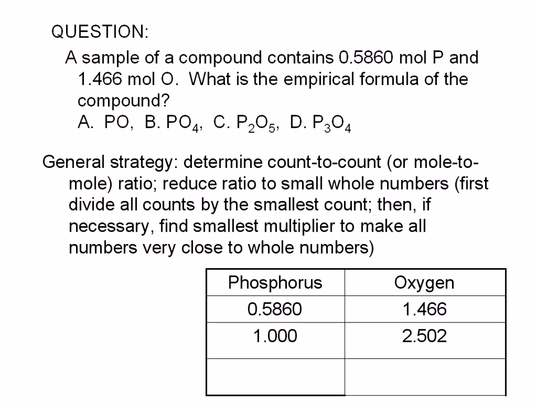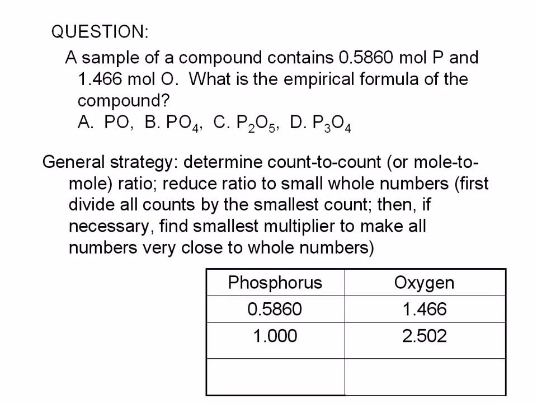Dividing 0.5860 by 0.5860 gives us 1.000. And dividing 1.466 by 0.5860 gives us 2.502. Note that we're keeping 4 significant figures in the result because our original numbers have 4 significant figures. So we can see here that 2.502 is almost halfway between two whole numbers.